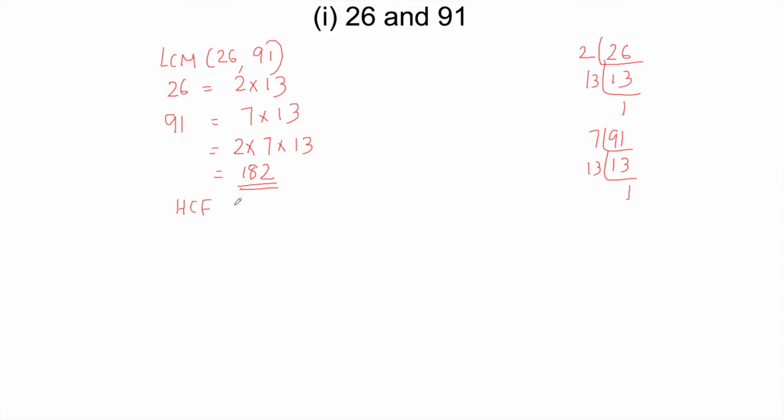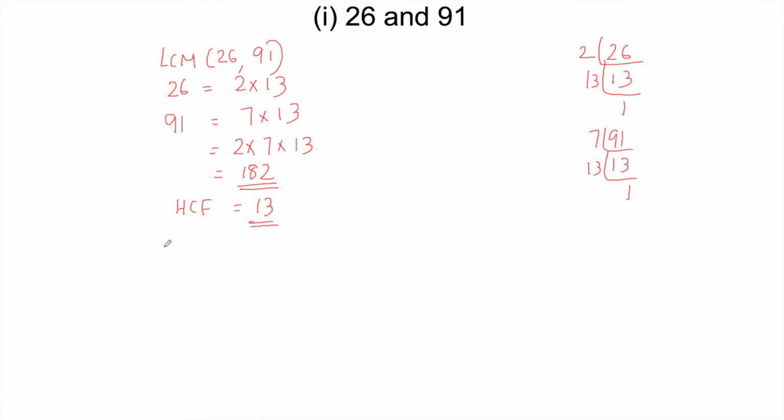And for HCF, you have to consider the common factors and the smallest power of the common factors. What is the common factor here? 2 and 7 are not repeating. 13 only repeats, so 13 we have to choose. The smallest power is equal in both cases, so the common power we are taking, it is 13. So LCM we got as 182 and HCF was 13.